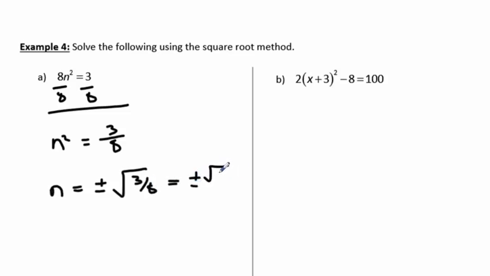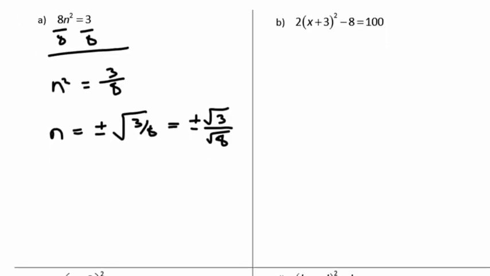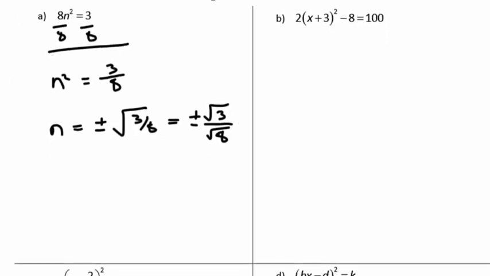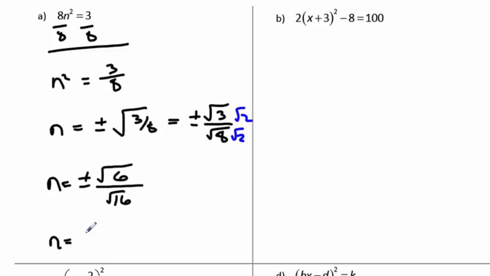For one, we're not allowed to have a square root over a fraction, so we're going to separate this into the square root of 3 and the square root of 8. Now that needs to be rationalized, so we're looking for the smallest perfect square that 8 goes into, and that'll be 16. So to make it a 16, we're going to have to multiply top and bottom by the square root of 2. The square root of 3 times 2 is 6 over, well, I'm going to have the square root of 16 there, and I know the square root of 16 is 4. So my final answer is n equals plus and minus the square root of 6 over 4.